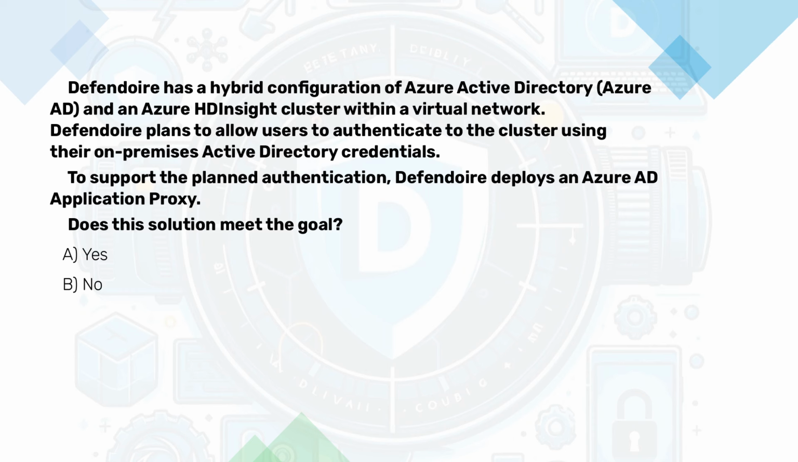We have a hybrid configuration of Azure Active Directory and an Azure HDInsight cluster within a virtual network. We plan to enable users to authenticate to the cluster using their on-premises Active Directory credentials. To support this authentication, we deploy an Azure Active Directory application proxy. Does this solution meet the goal?